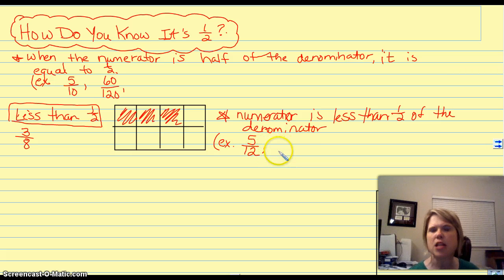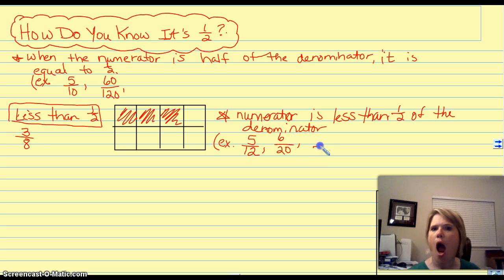Okay, let's try another denominator. What about 20? What's my halfway benchmark for 20? 10, right? And so what numerators could I get for less than 1/2? 9, 8, 7. Is that less than 1/2? Right. Let's do one more.